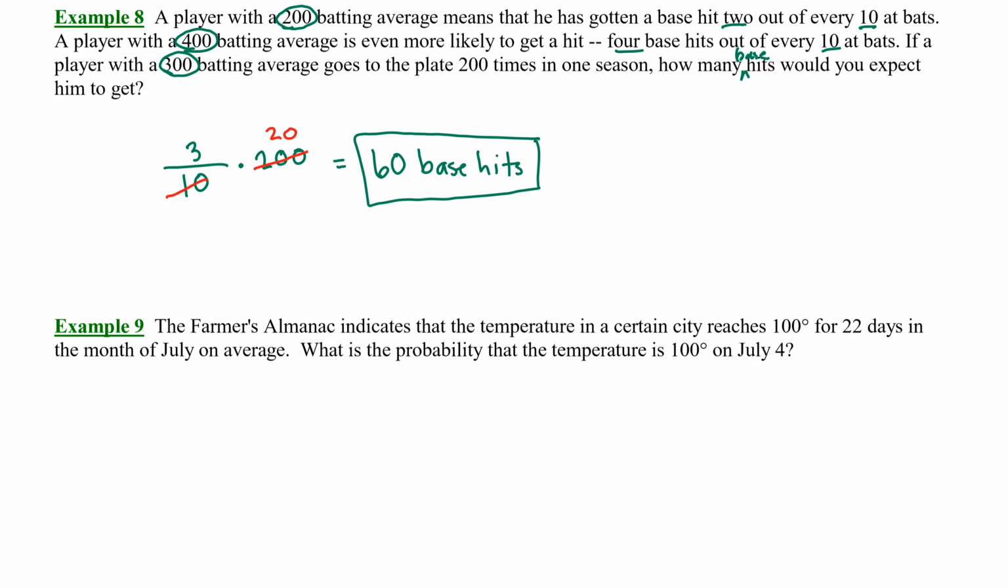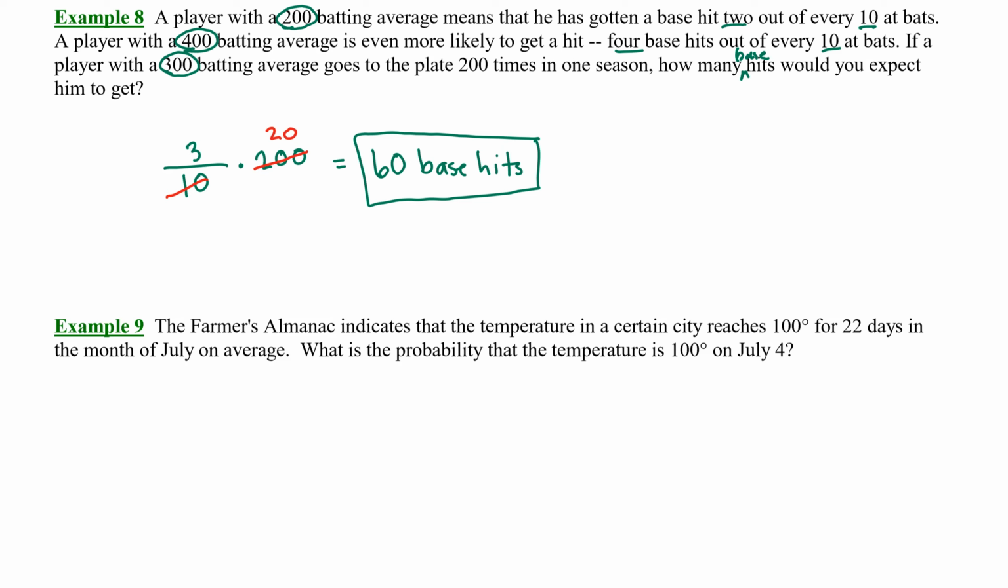Now remember, probability is not a prediction. It is an educated guess about an outcome in the future. Now, empirical probability is also used in weather patterns. For example, the Farmer's Almanac indicates that the temperature in a certain city reaches 100 degrees for 22 days in the month of July on average.